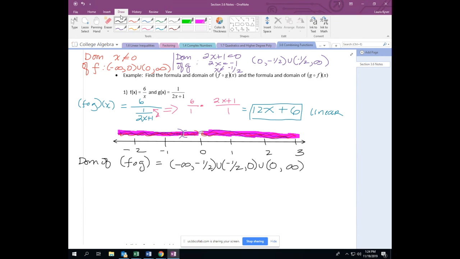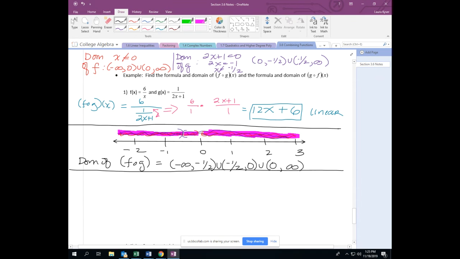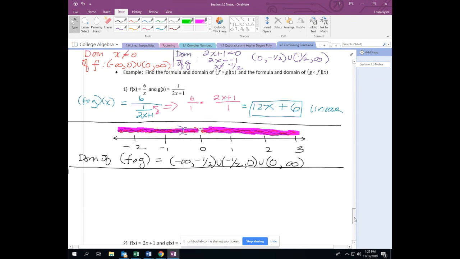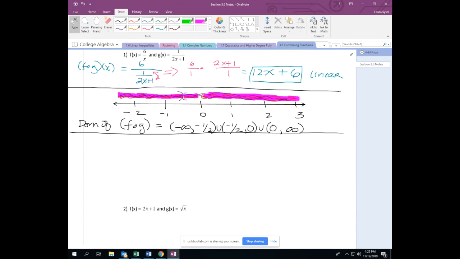Now we're going to do g of f, and then we'll find the domain of that as well. Let's kind of separate this a little bit. So here's the first, there's the domain. Now we're going to find g of f, and then we'll find the domain of that. So g of f of x.